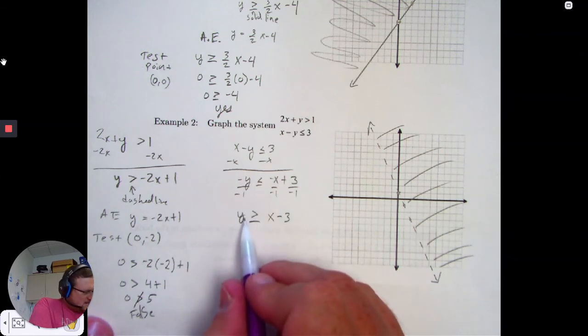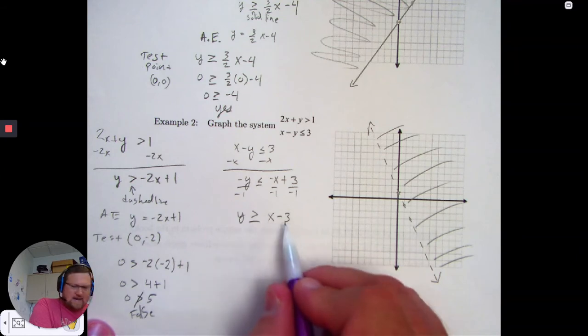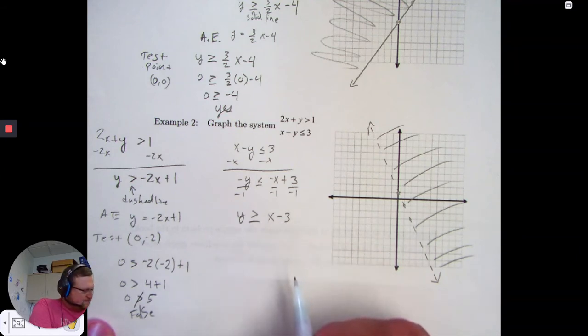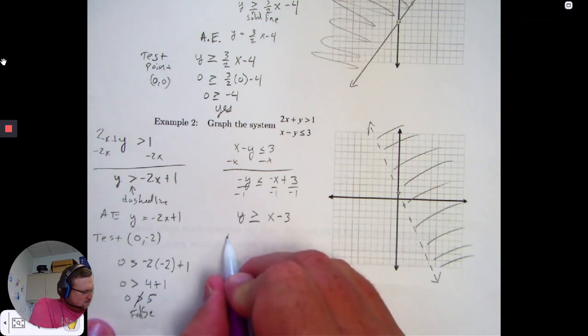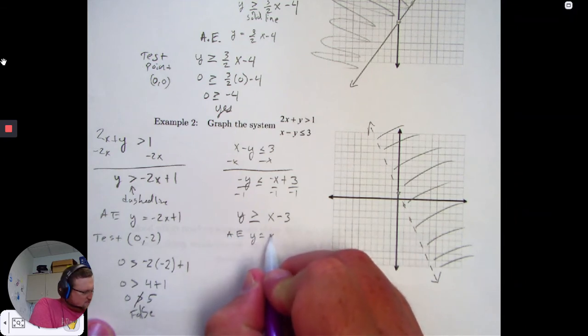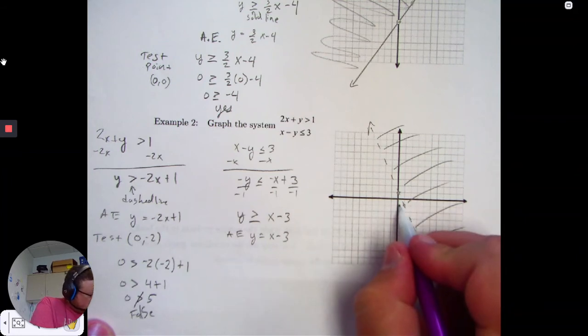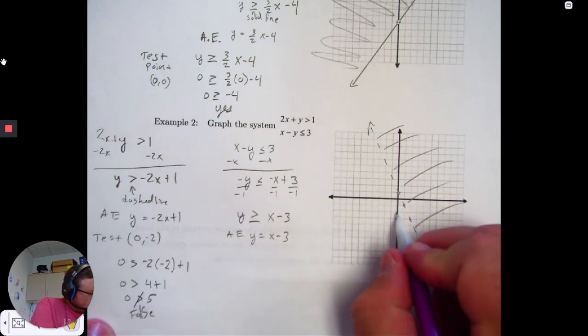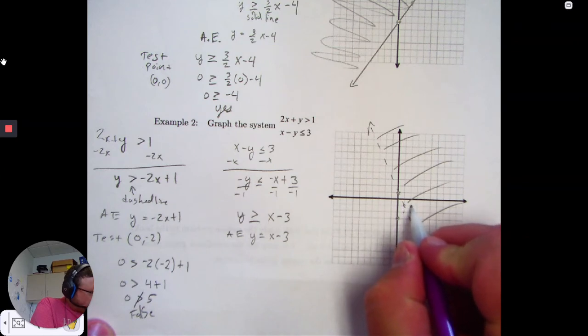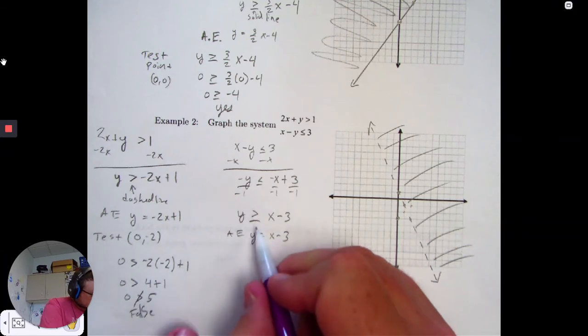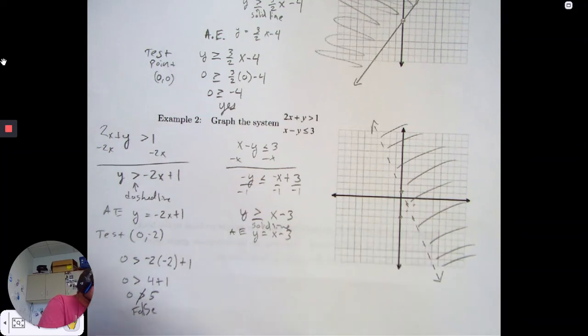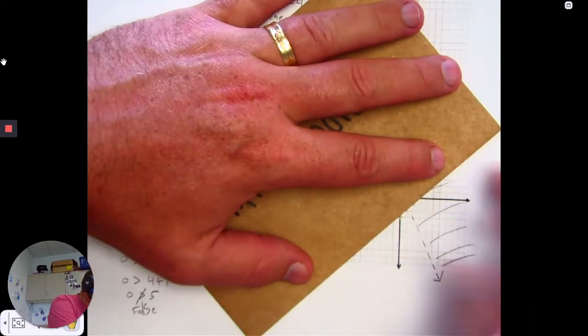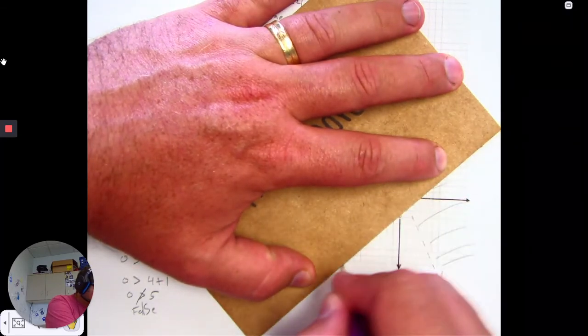So now we have that y is greater than or equal to x minus 3. So then our associated equation would be y equals x minus 3. So then we come down here, 1, 2, 3 for our y-intercept, and then we have a slope of 1. So up 1, over 1, up 1, over 1. This one is an or equal to, so this is a solid line. So now I can draw my solid line here.